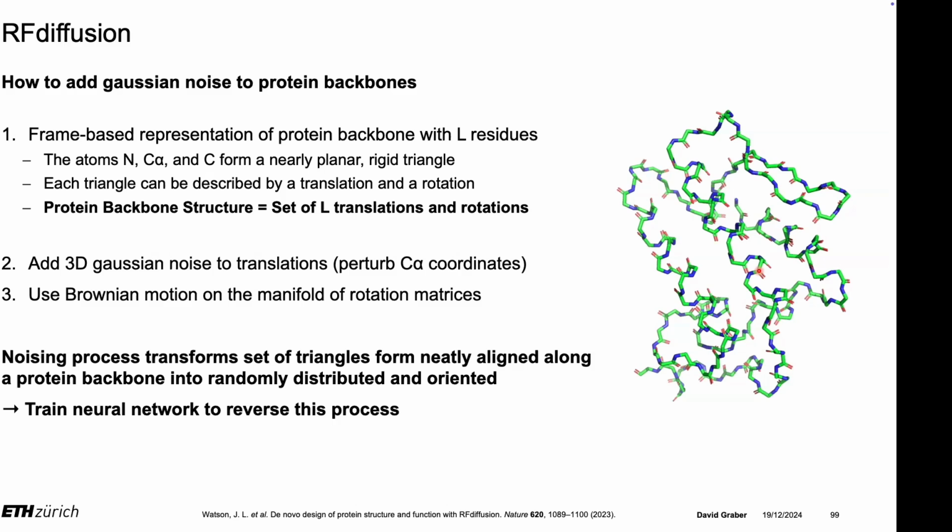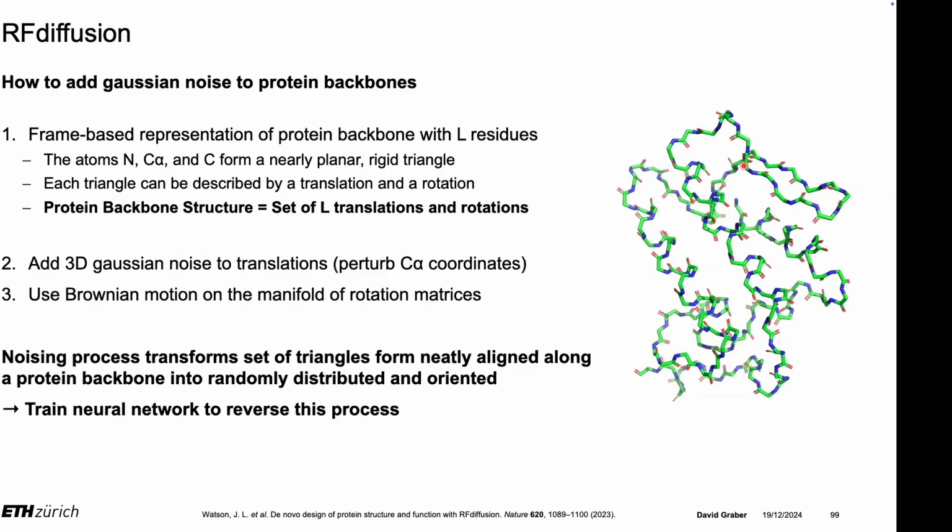So the noising process basically transforms these sets of triangles from very nicely aligned along a protein backbone, as you can see in here, into randomly distributed and randomly oriented. And then the neural network is trained to realign these triangles into a realistic protein backbone.